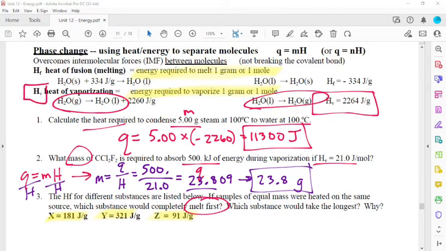So if I want to figure out which one is going to melt first, if I'm adding the same amount of energy to each of these, then the one that melts first is going to be the one that has the smallest H value, the one that needs the least amount of energy in order to melt. And the one that is going to melt last is the one with the biggest H value, one that needs the most energy before it can change states. So that is our heat of vaporization and heat of fusion, our simple phase change calculations.